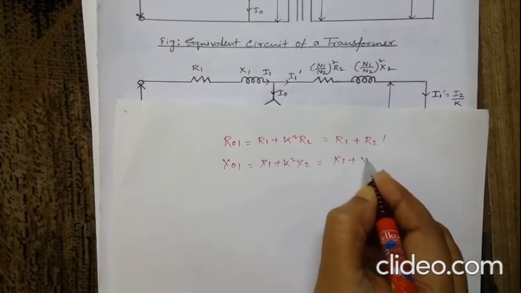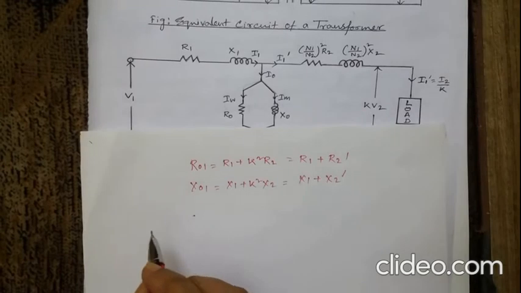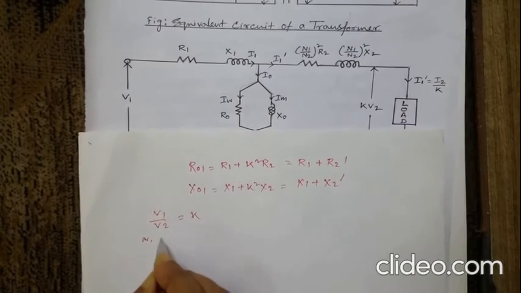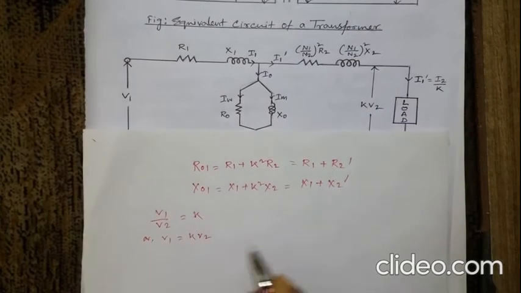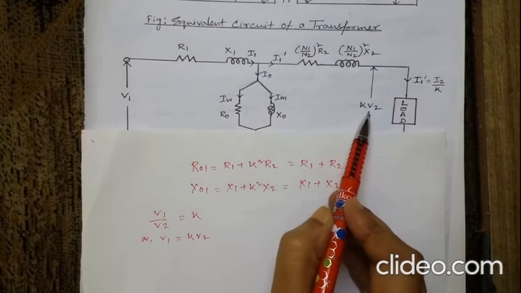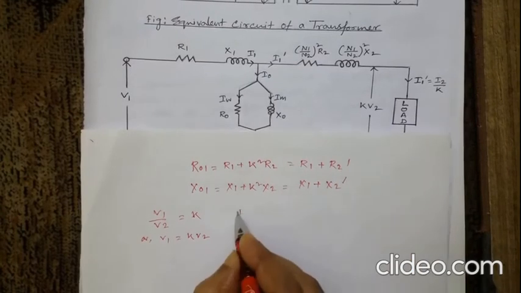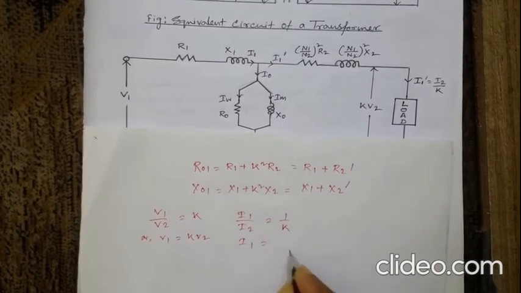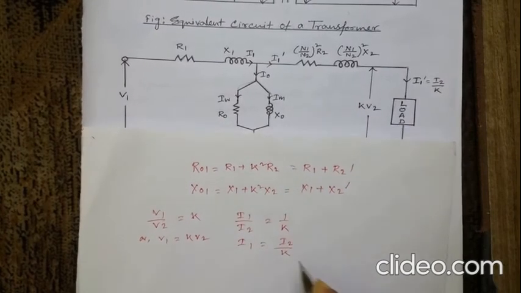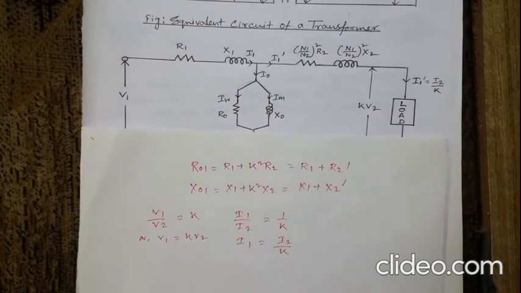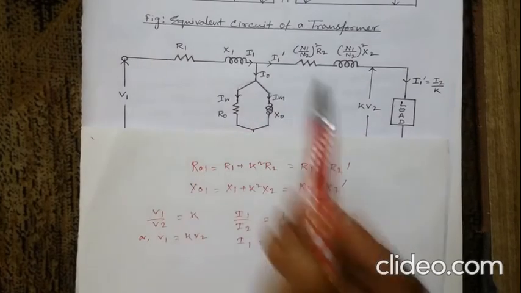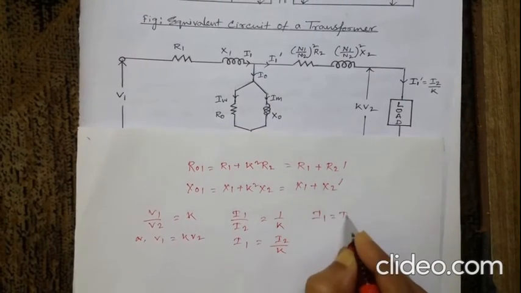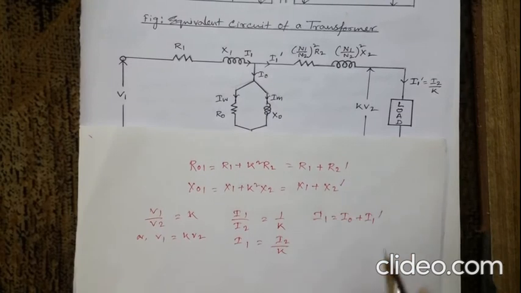X1 plus X2 dash. Now from the impedance transformation ratio, we can write V1 by V2 equal to K, or V1 equal to KV2. So V2 dash is equal to KV2. And also I1 by I2 equal to 1 by K, or I1 equal to I2 by K, or I1 dash equal to I2 by K. That is, I1 dash equal to I2 by K. Now we can write I1 equal to I0 plus I1 dash from this figure.